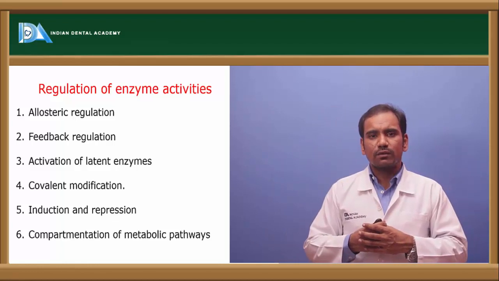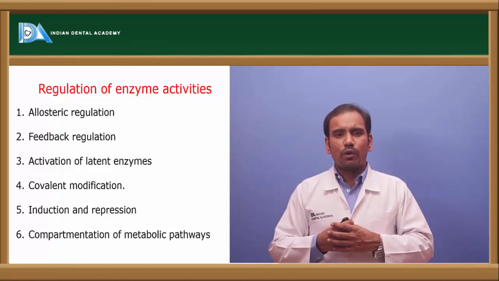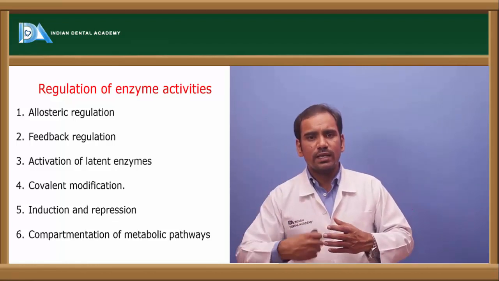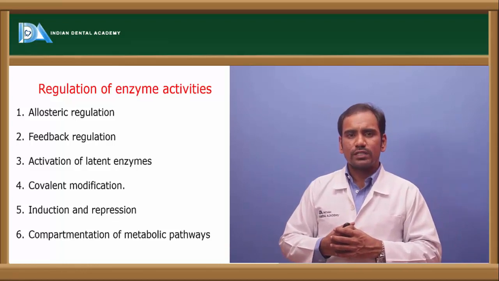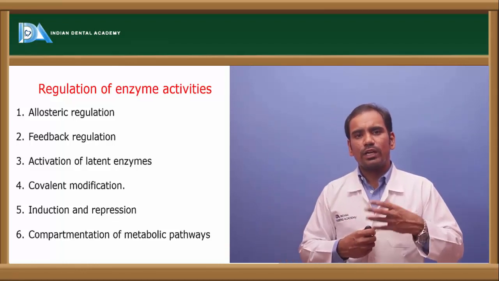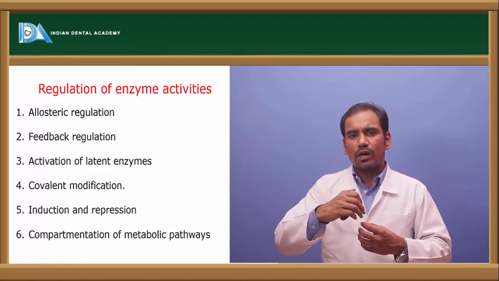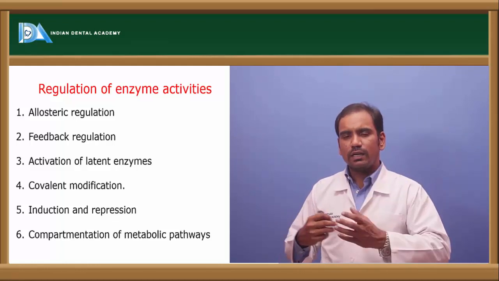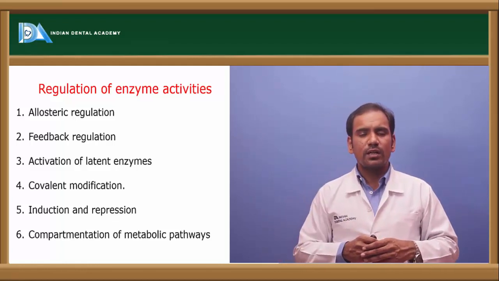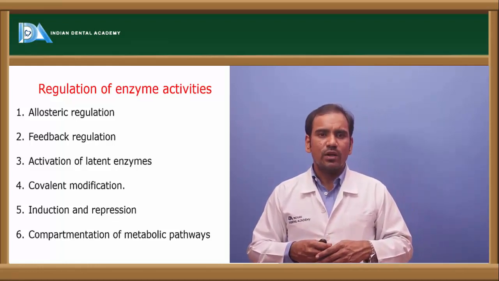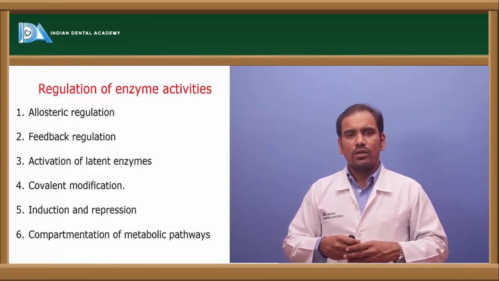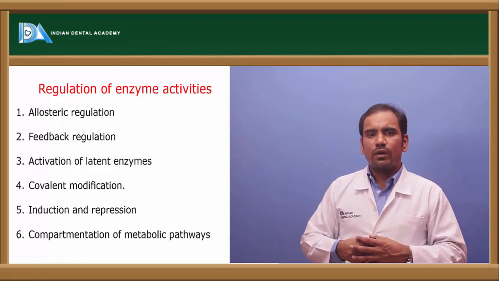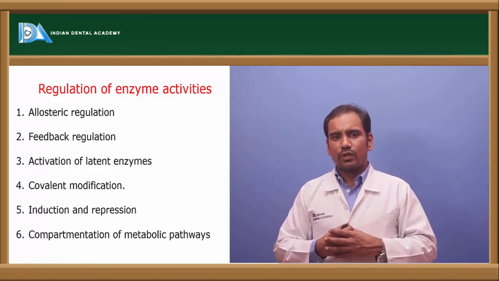Coming to covalent modification, what is covalent modification? Covalent modification basically involves the addition or removal of a group, which may increase or decrease the activity of the enzyme. Such a type of modification is called covalent modification or covalent modulation. So simply you are adding a group or removing a group, and whenever you do so, it may increase or decrease the activity of enzymes. The most common type of covalent modification is phosphorylation and dephosphorylation. So you are adding a phosphate group or removing a phosphate group from the enzyme. Such reactions are called phosphorylation and dephosphorylation.